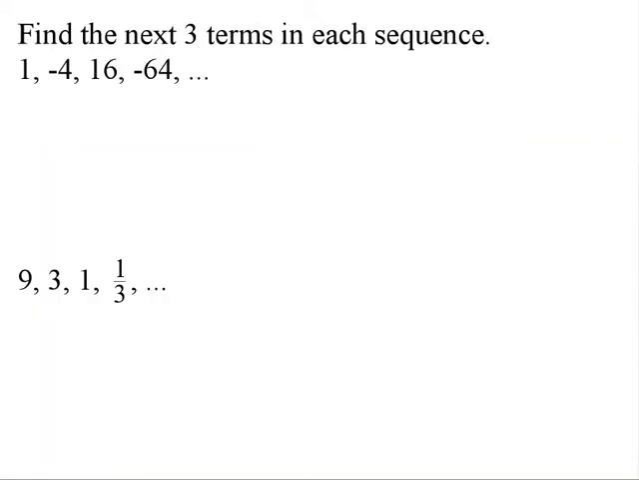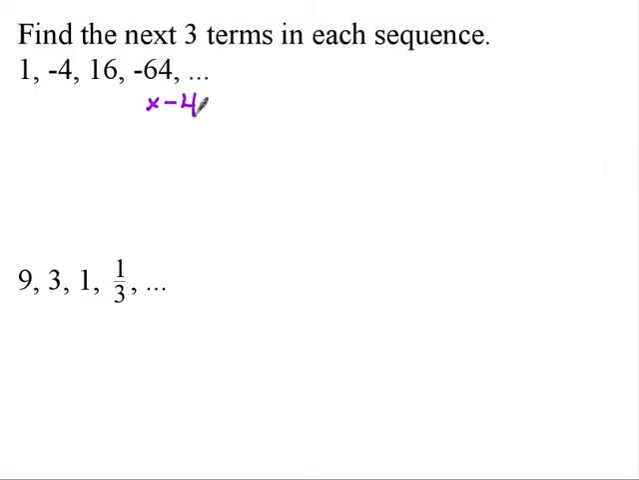All right, so now it says find the next 3 terms in each sequence. So you've probably done this before. We're just basically going to fill in the blanks. So I'm going to look at what's been done. I go from 1 to -4 to 16. So I'm multiplying by what? -4. So I'm going to multiply this by -4.